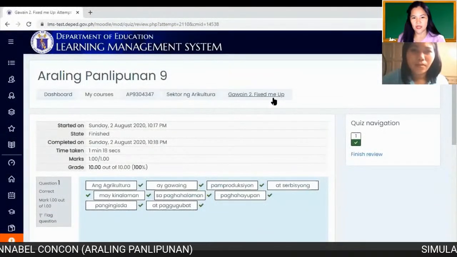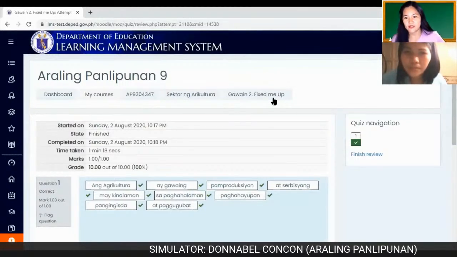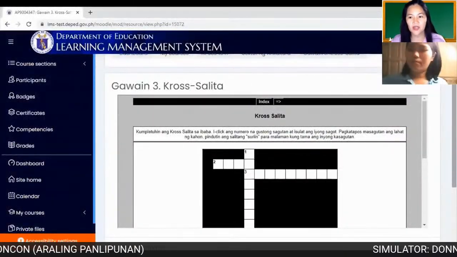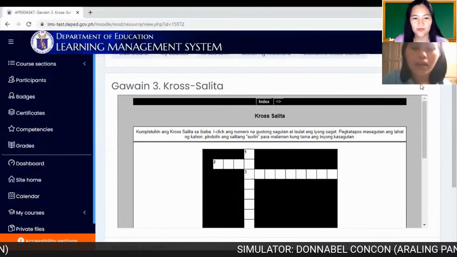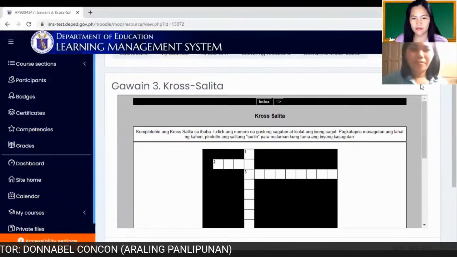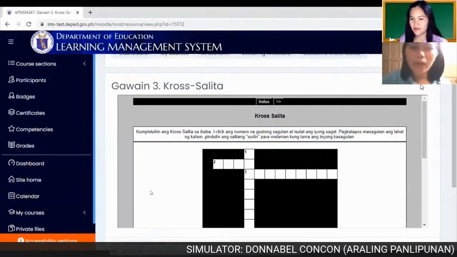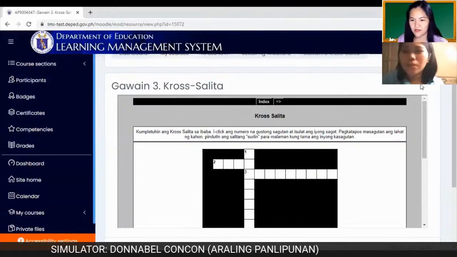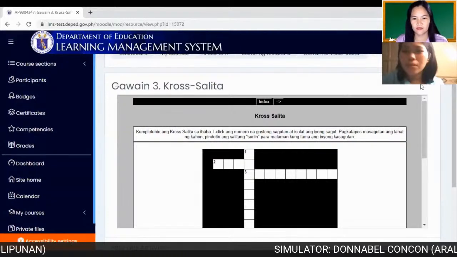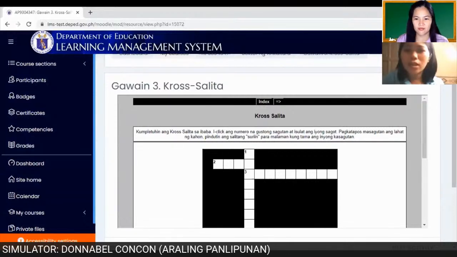Gawain 3. Okay, Janice, balik ka sa sektor ng agrikultura. Pakibasa ang panuto. Kumpletuhin ang crossword sa ibaba. I-click ang numero na gustong sagutan at isulat ang iyong sagot. Pagkatapos masagutan ang lahat ng kahon, pindutin ang salitang suriin para malaman kung tama ang inyong kasagutan.